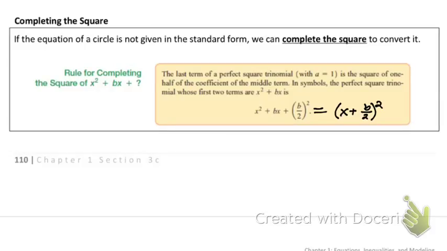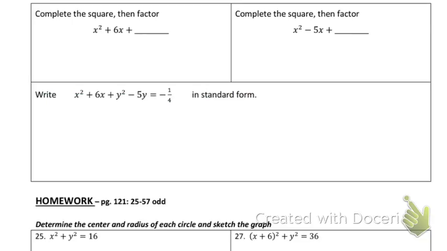Now, let's see when we're going to be applying these. Well, we're going to apply them to something like this second problem. We're going to do the first two, but I'm going to show you how it deals with circles. If I give you x squared plus 6x plus y squared minus 5y equals negative 1 over 4, and I tell you to write it in standard form, remember, standard form is a binomial squared plus a binomial squared equals something. There is no way for this to happen unless I actually complete the squares.